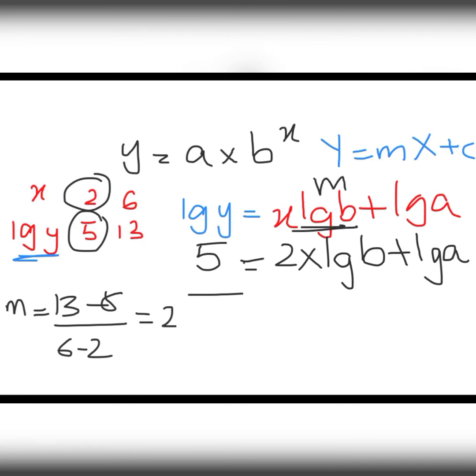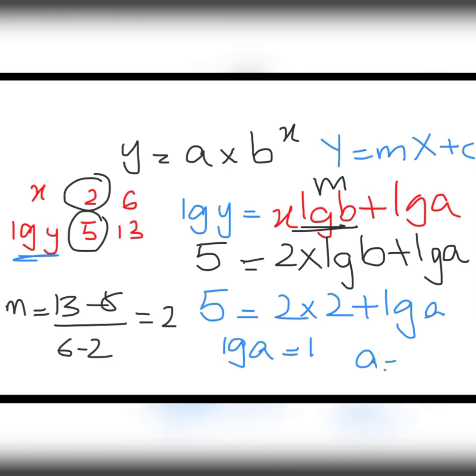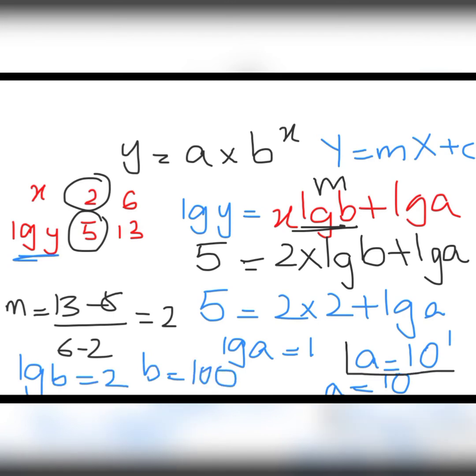So now in this equation, if we put in LGB as 2, so 5 equals 2 into 2 plus LGA. So this becomes LGA equals 1, and hence A is 10 to the power 1, laws of logarithms, and A becomes 10. On the other hand, LGB equals 2. And again, if you apply the laws of logarithms, B comes out to be 100. So the value of A is 10 and the value of B is 100. This is our final answer.